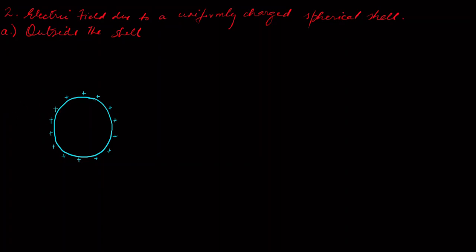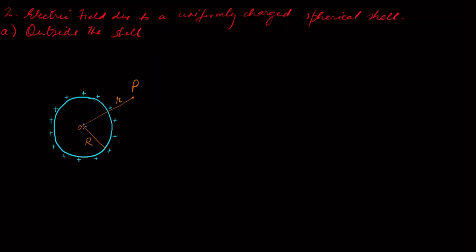Now we want to find the electric field outside of the shell, let's say at a point P. This point P is outside of the shell, right? From the center of the shell, the distance of this point P, from here till here, is small r. Let us take the radius of the shell to be capital R. O is the center of the shell. Let me shorten this because it's too long. Let's say this point is point P.